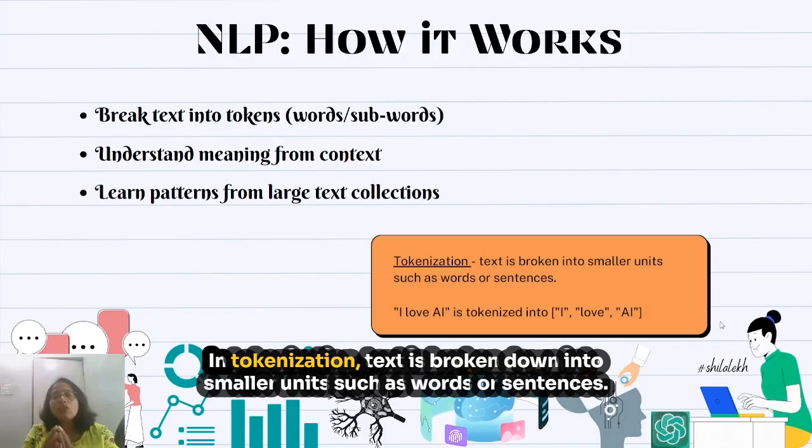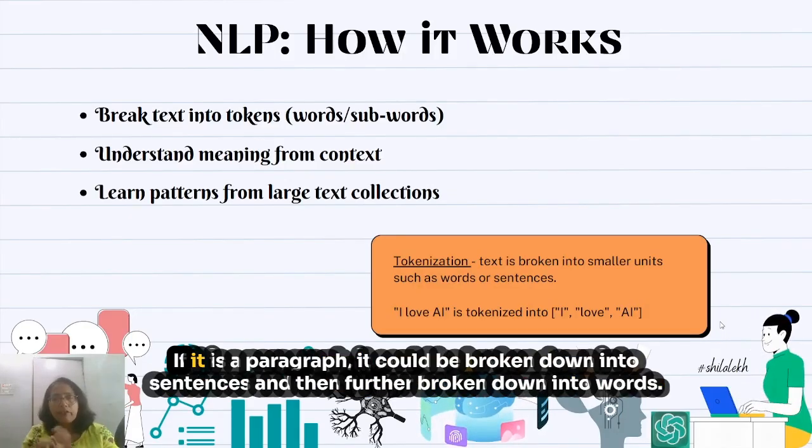In tokenization, text is broken down into smaller units such as words or sentences. If it is a paragraph, it could be broken down into sentences and then further broken down into words.